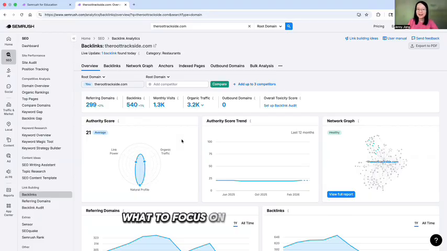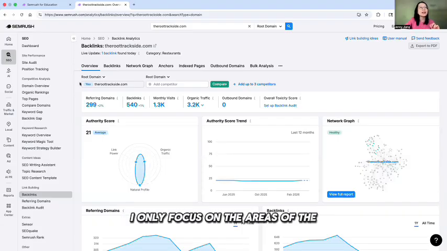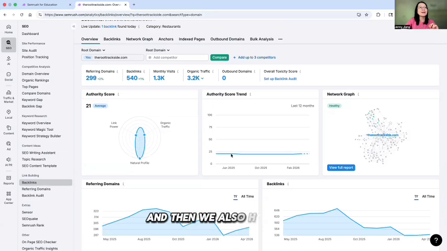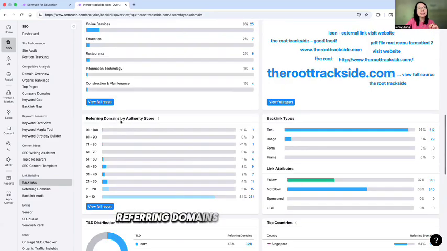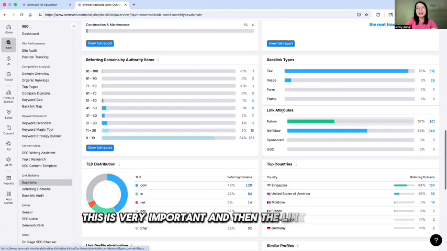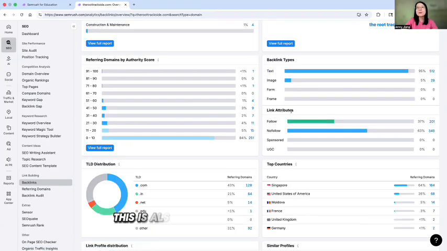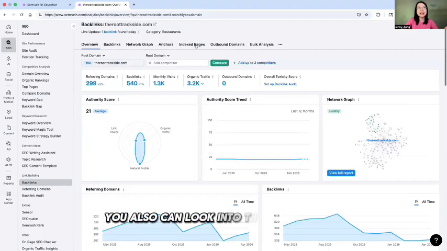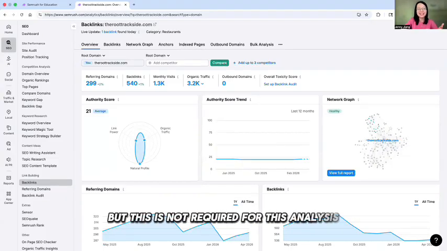What to focus on here? On this page, I'll focus on the areas of the top summary bar, the authority score, and then we also have this referring domains by authority score. This is very important. And then the link attributes. This is also important. The top anchors. And if you do have time, you also can look into the indexed pages. But this is not required for this analysis.